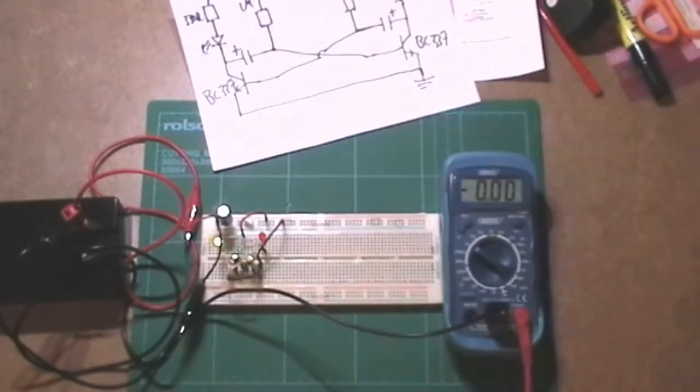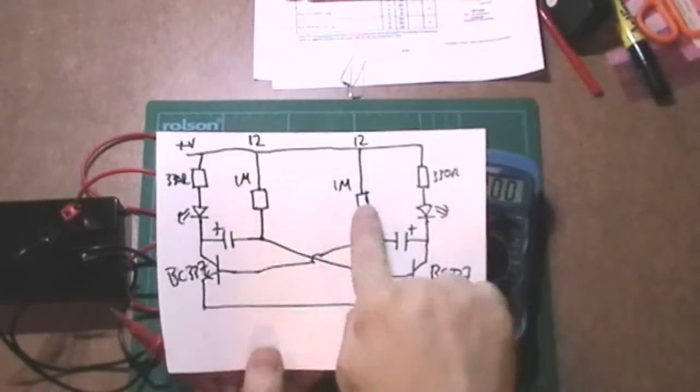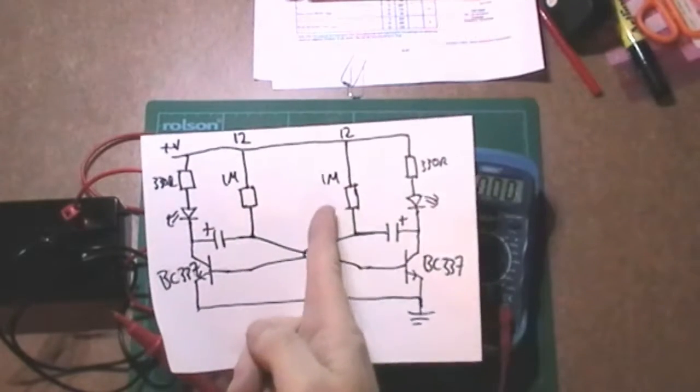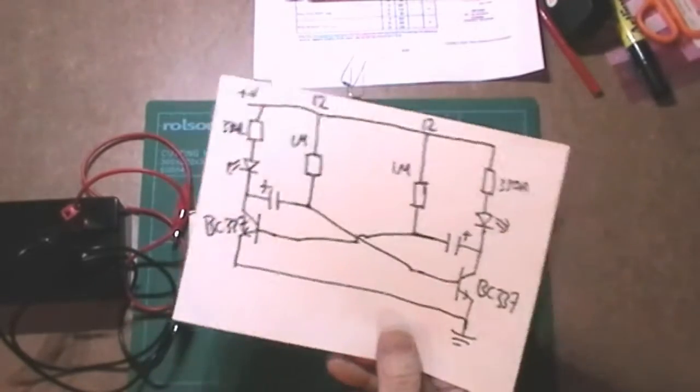So there you go, it's a flip-flop. It's a basic flip-flop circuit and it works. I can change these resistors here, make them smaller so it oscillates much quicker, or I could put even bigger resistors in here and make it flip-flop much slower.